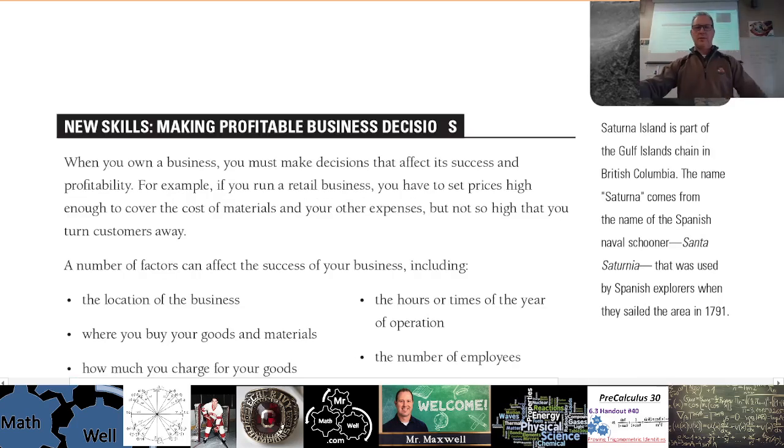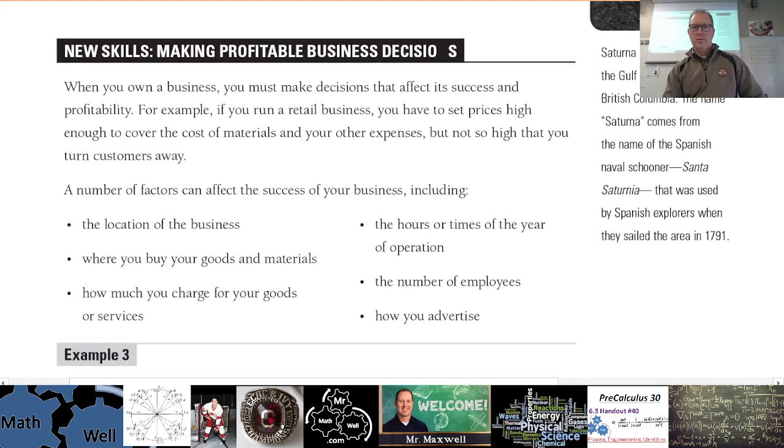Okay, to round off the last little bit of 8.2 here, making profitable business decisions. I'm not sure why some letters just randomly get deleted here. That's kind of interesting. When you own a business, you must make decisions that affect its success and profitability.